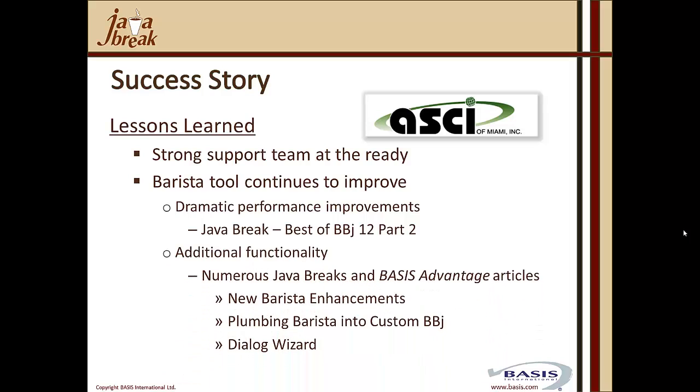There's numerous Java Breaks and Basis Advantage articles that talk about new Barista enhancements, plumbing Barista into custom BBj, and of course the new dialog wizard that allows you to create very custom code and then plumb that easily back into the Barista framework. And more recently, we've added improved debugging support, made it easier to debug your Barista generated code. So what's ahead for ASCI?